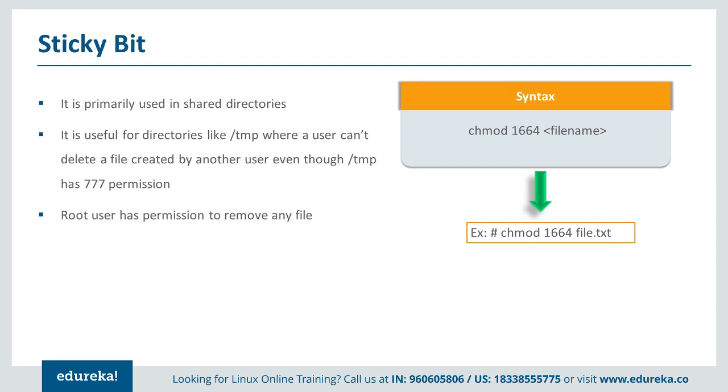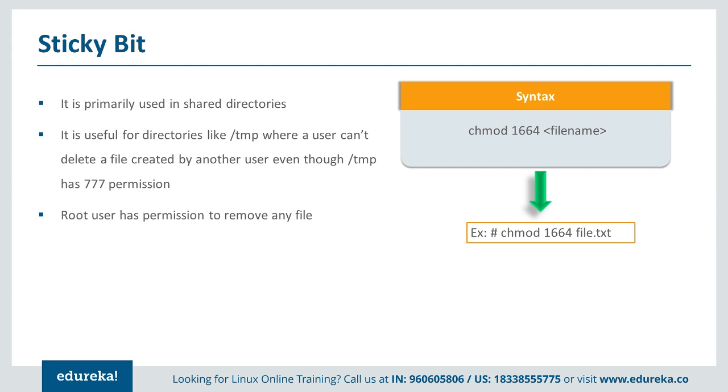Now let's talk about sticky bit. It is primarily used in shared directories. For example, it is useful for directories like temp, where a user can't delete a file created by another user, even though temp has 777 permission. So everyone has got access on the temp folder.